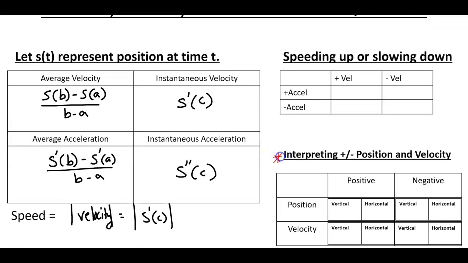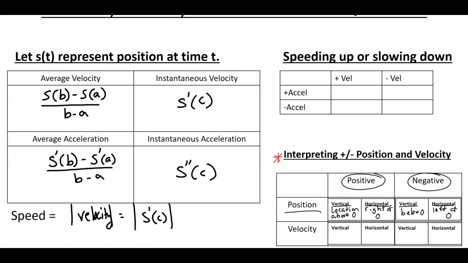Now, let's interpret position and velocity a little bit here on this chart down here. Position and velocity can be positive or negative, and they also can be on vertical or horizontal axes. So let's start off with position. If it's positive and on a vertical axis, that means the location is above 0. If it's on a horizontal axis, it's to the right of 0. It's just telling you where the object is located. If your position is negative, then on a vertical axis, that would mean that you're below 0, or on a horizontal axis, that would mean that you are to the left of 0.